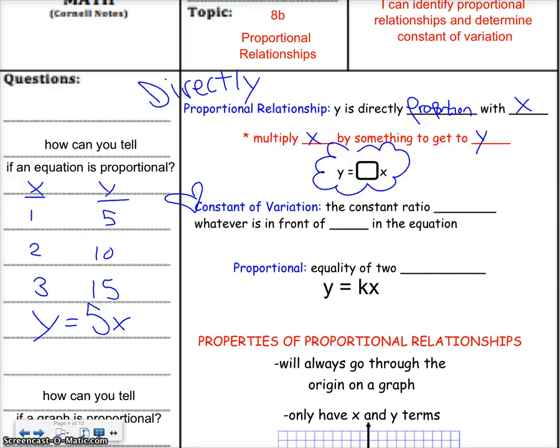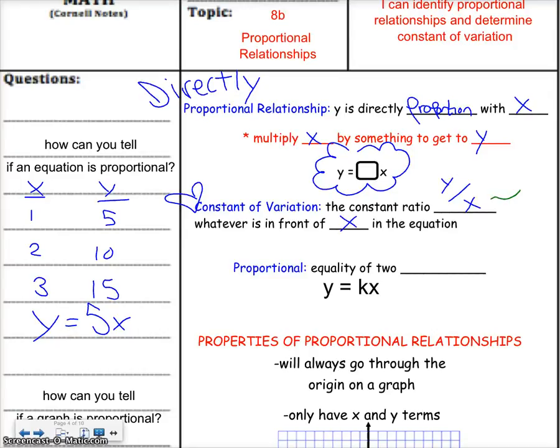The constant of variation is represented as a ratio y over x. It's similar to slope, where slope is change in y over change in x. But for directly proportional, we just don't do the change part. It's just a ratio of y over x. And it's really whatever is in front of the x in the equation.